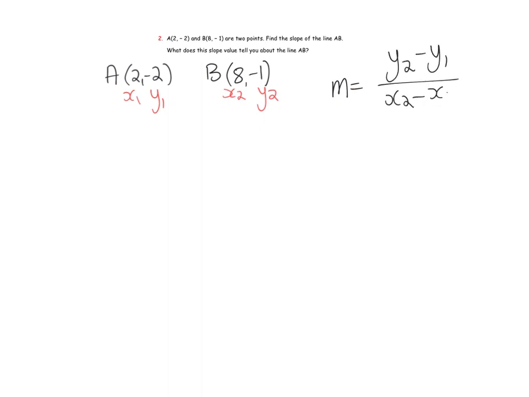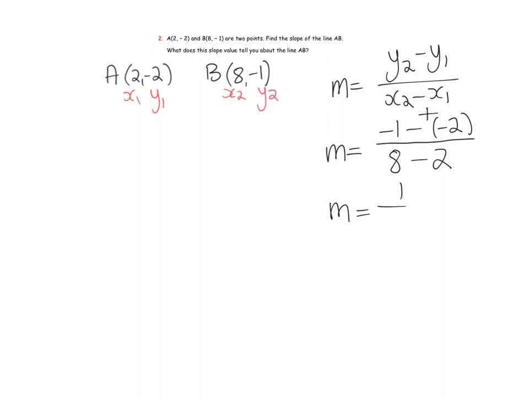The equation for the slope is y2 minus y1 over x2 minus x1. So again, we just fill this in. m is y2, which is -1, minus y1, which is -2, making sure you're okay with your signs, and then x2, which is 8, minus x1, which is 2. So we have -1 minus -2. Minus by minus gives us a plus. So it's -1 plus 2, which is 1, over 8 take 2, which is 6.